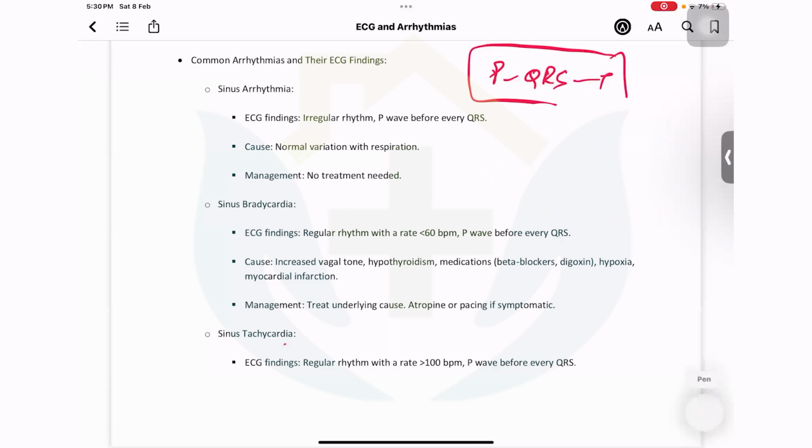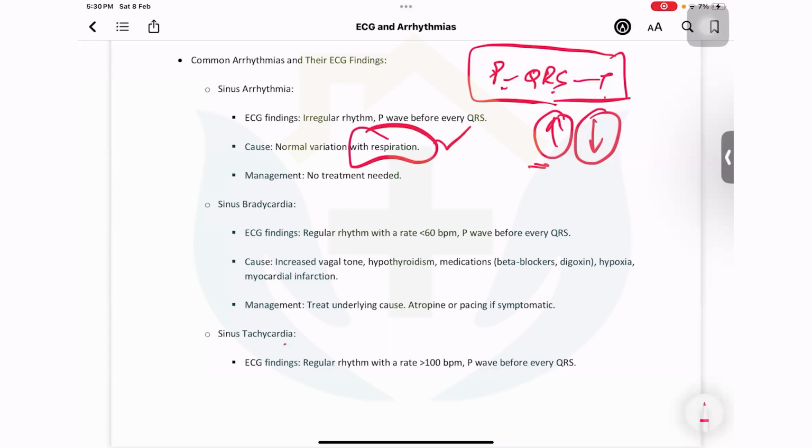And sinus arrhythmia means there will be P, there will be QRS, and there will be T, but the rhythm will be different. That means it can be fast, it can be slow. So sinus bradycardia, sinus tachycardia, these are the sinus arrhythmias. They can happen with normal respiration also. So for a true and false question, you can get. So normal variation is there.